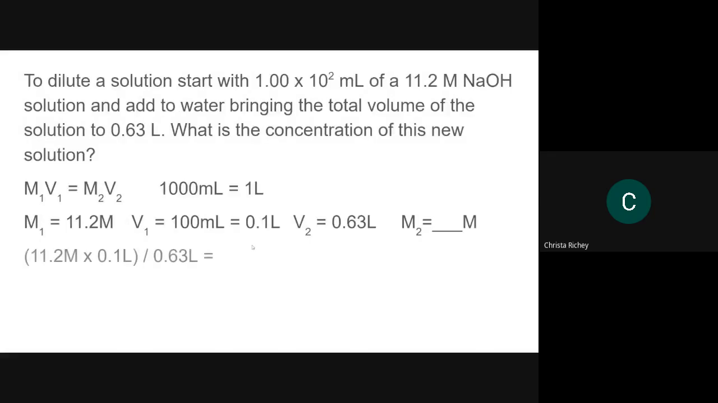Since I know you're going to have to do this conversion factor, I don't want you to not have the information that's necessary to pass the test. If you do the math correctly, and as long as I did not push a wrong number on the calculator, which I very well could have done, I get 1.8 molar concentration of sodium hydroxide.